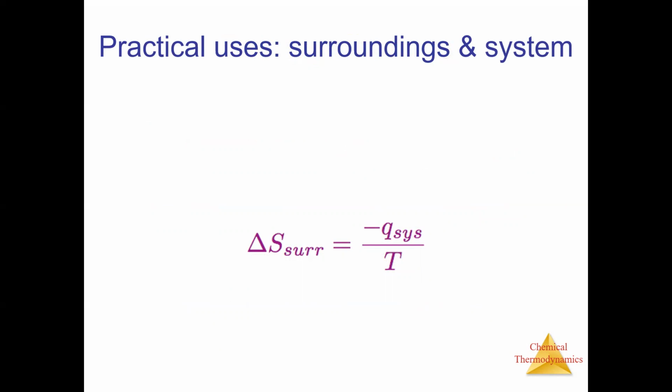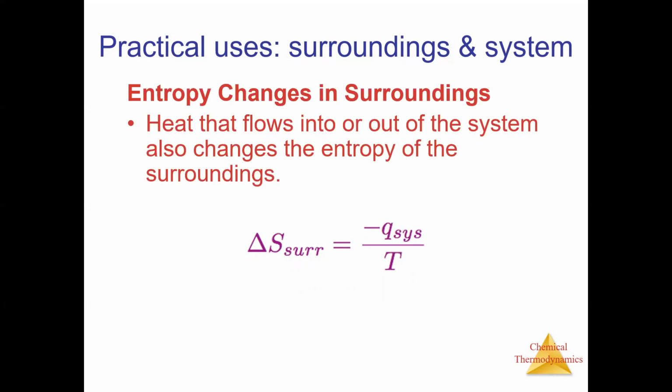This is for the practical uses for surroundings and system. Change in entropy of the surroundings is equal to minus Q system upon T. Now why minus Q? Whenever heat is transferred by the system to the surroundings, at that moment Q is negative. So heat that flows into or out of the system also changes the entropy of the surroundings.